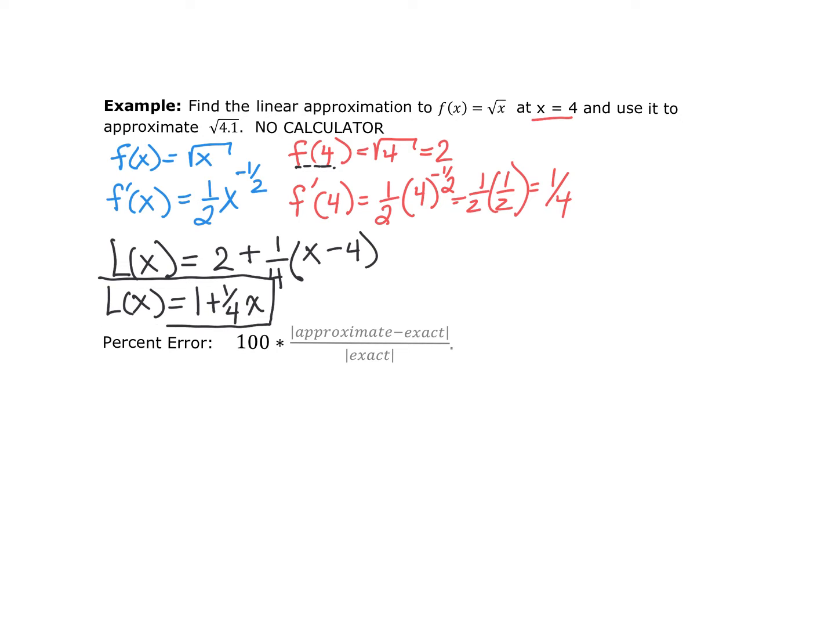So this is our linear approximation, and we would like to find, excuse my dog. Sorry about that. That was my little Jack Russell Terrier. We call him the Jack Russell Terrorist.